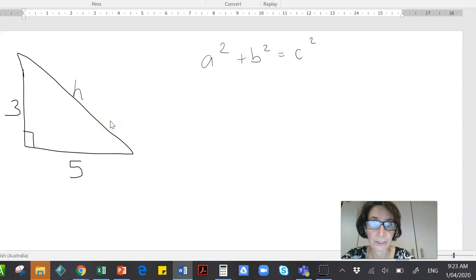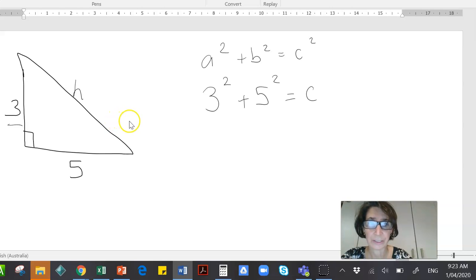Now I'm just going to substitute in the letters for the two sides a and b and for the hypotenuse c. So I'm going to call this number here 3. I'm going to call that a, so that's 3 squared. And then I'm going to call the other one, the 5, b squared. And then our answer, we'll call that h squared because that's how it's labelled in the triangle.